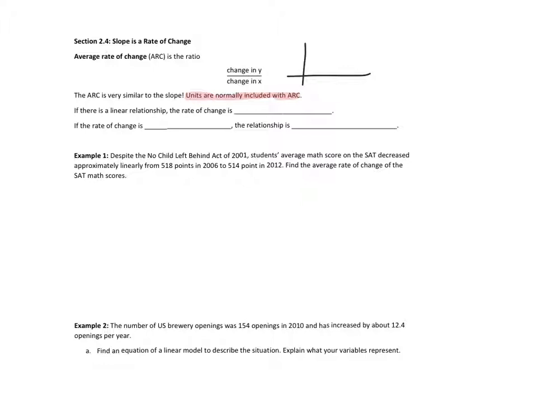So for instance, if we have a graph that looks like this, definitely not linear, we can talk about the average rate of change, let's say from point A to point B, right? And then it's just the change in y over the change in x, all right? Something like that. But we can also look at the average rate of change for a straight line, and in a linear relationship, the rate of change ends up being exactly the slope.